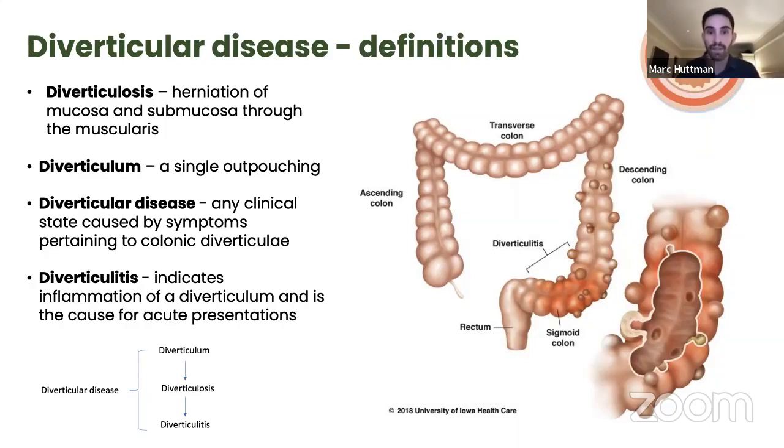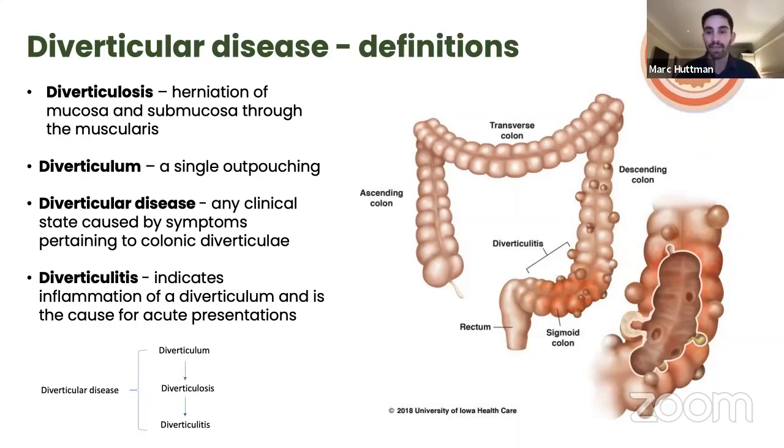And if you look in the top right there, you can remind yourself of the layers of the bowel wall. And the muscle layers aren't a tube. They're actually in a mesh like that, which leaves these little pockets in between, where if you get a weakness in the inner layer, it can poke out of this mesh and form these little bubbles, which we call diverticula. A single one would be a diverticulum, and the general condition is diverticulosis.